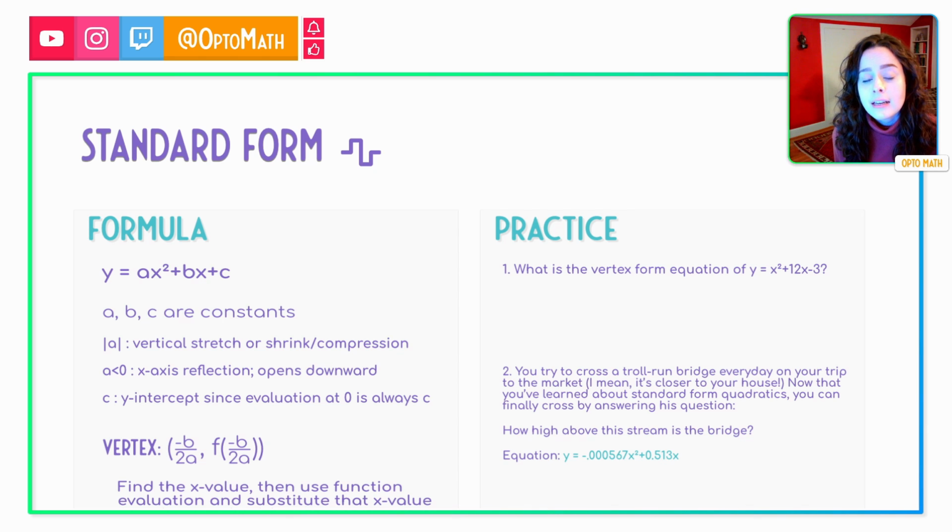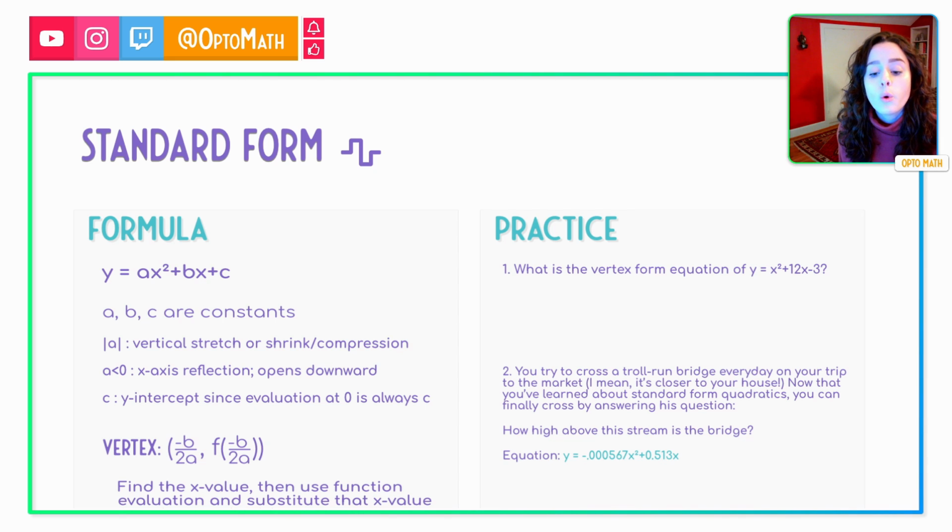Your a is just like the a in vertex form. If the absolute value of the number is greater than 1, then it's going to be a vertical stretch. And if it's between 0 and 1, it's going to be a vertical shrink/compression. If your a is less than 0, which means it's negative, then that's going to be an x-axis reflection. Remember, for a quadratic, that means it's going to open up downwards. It's going to have that end behavior as down, down.